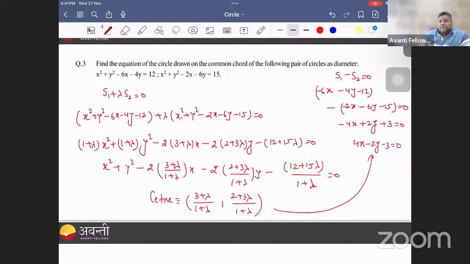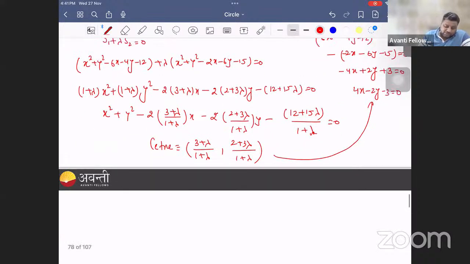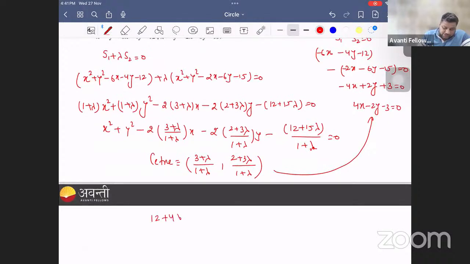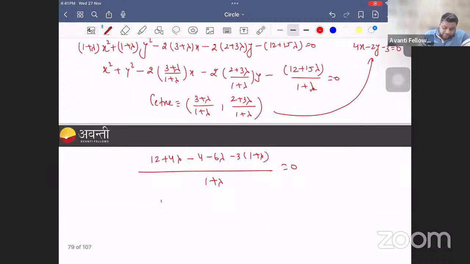Now, this point lies on this common chord. Got it? So make it pass through this. So it is 12 plus 4 lambda minus 4 minus 6 lambda minus 3 times 1 plus lambda upon 1 plus lambda goes 0. So it is 12 plus 4 lambda minus 4 minus 6 lambda minus 3 lambda equals to 0. So it goes like 5 lambda equals to 12 minus 7, 5. So lambda comes 1.